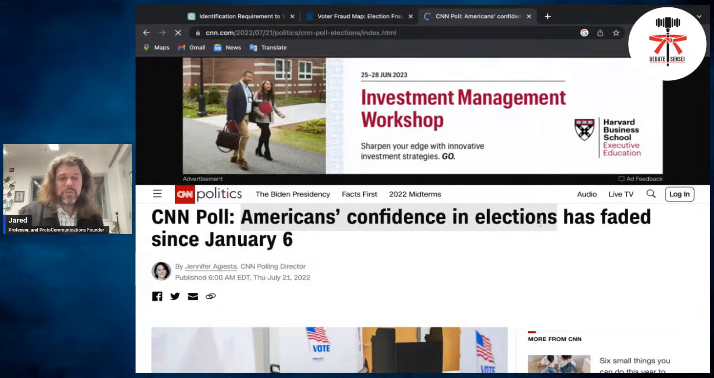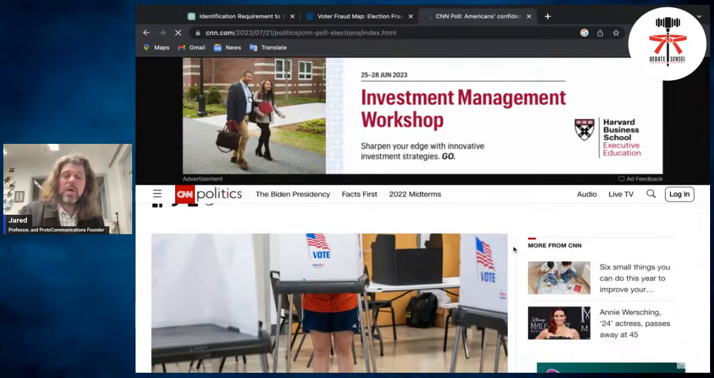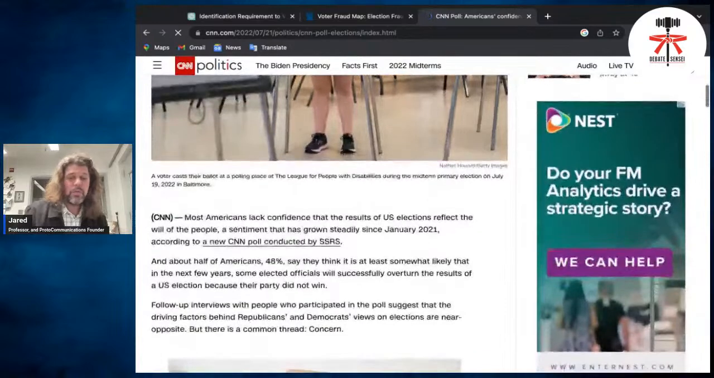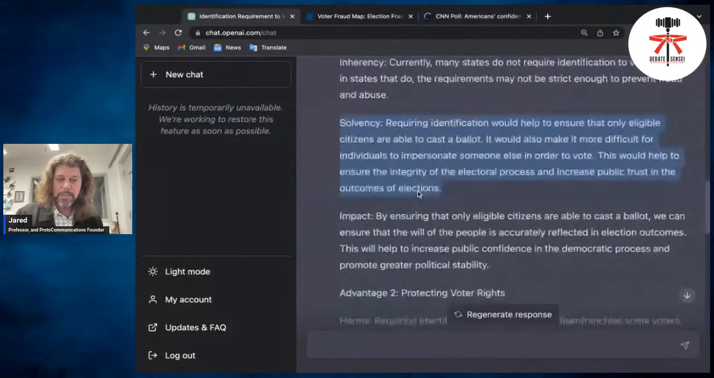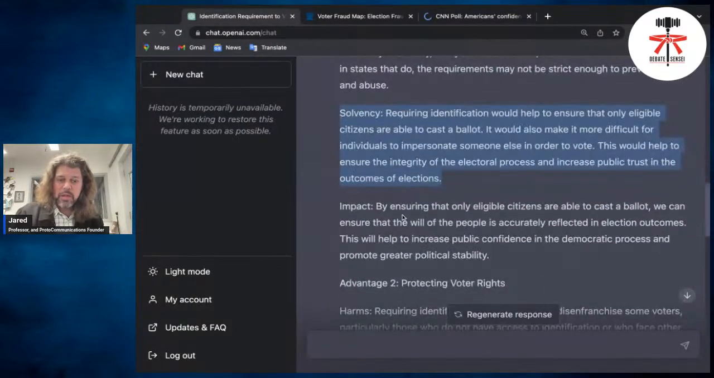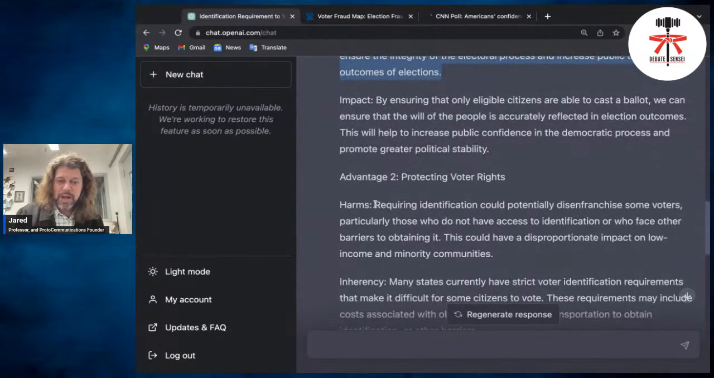Our elections have proven to be pretty darn secure, but a lot of information has made people think otherwise. And so now the voter ID would help alleviate that sort of misinformation that's happening. Okay, and then protecting voter rights could potentially disenfranchise.